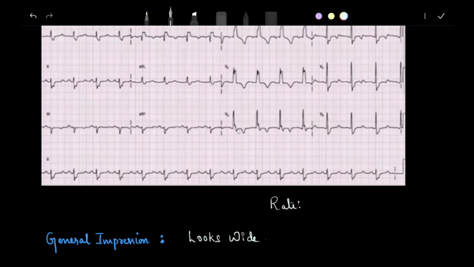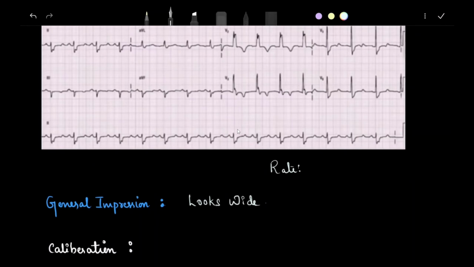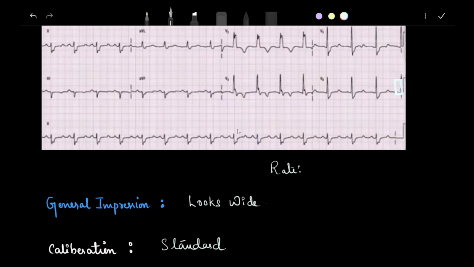The calibration is clear. Vertically two big squares, horizontally one big square. So it is standard calibration. Next, the rate. We can see that here we have three large boxes, so it will be 300 by 3. That amounts to 100 beats per minute.